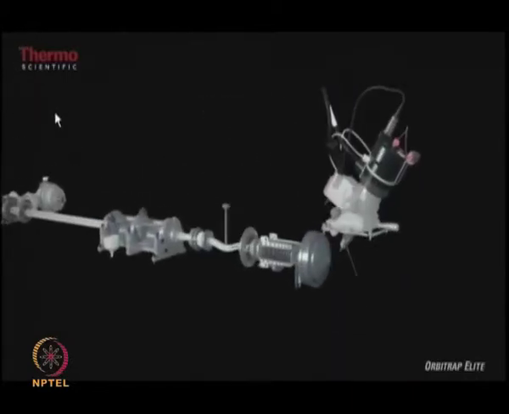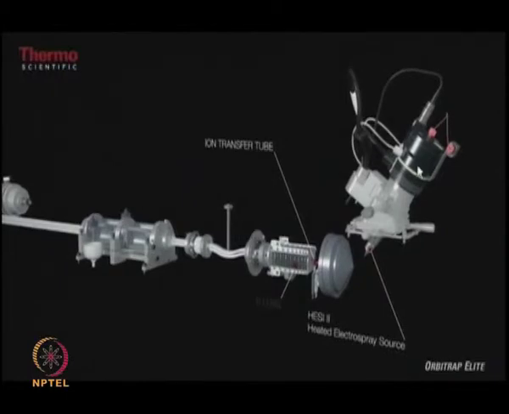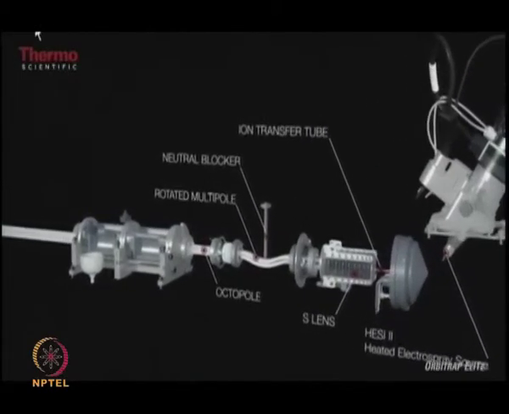If you look at the schematic of the system, in the front part is the ionization source. Then you have the transfer optics, and in the transfer optics we have the S-lens, which is the newest generation of transfer optics.